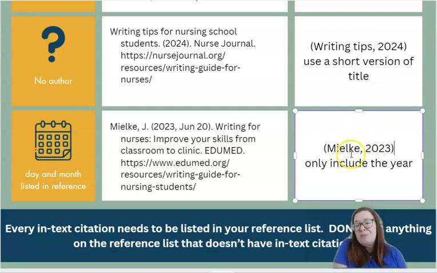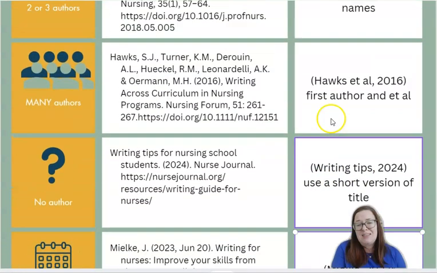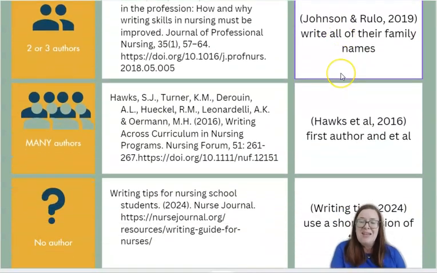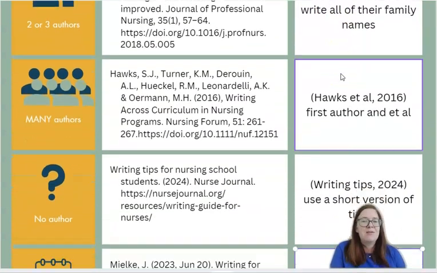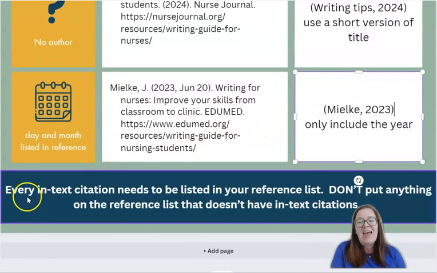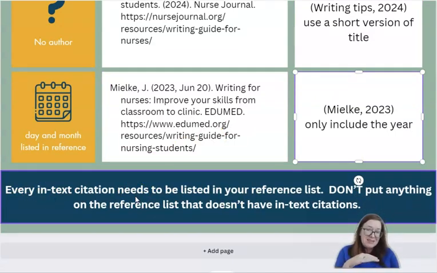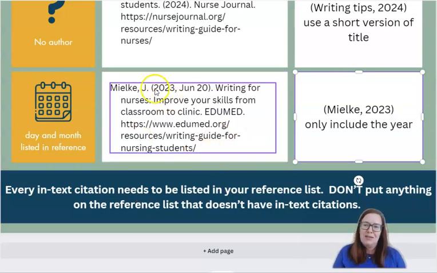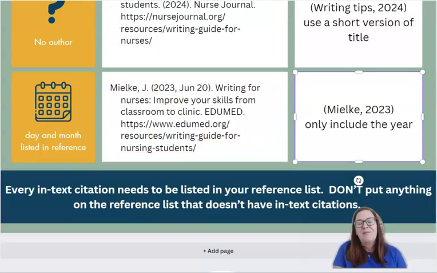So for the most part, this is what your in-text citations will look like. I hope this is helpful. Remember that every in-text citation needs to be listed in your references list. You have to play a matching game. And don't put anything in your reference list that you don't have in-text citations for. All right. Remember that the Writing Center is always here to help.